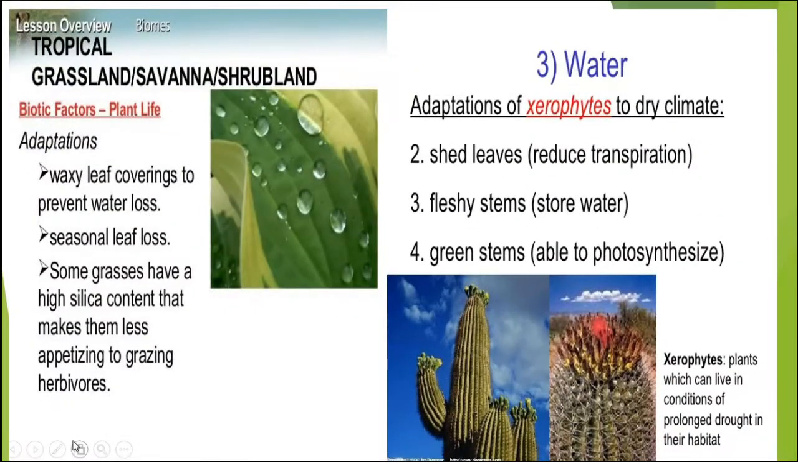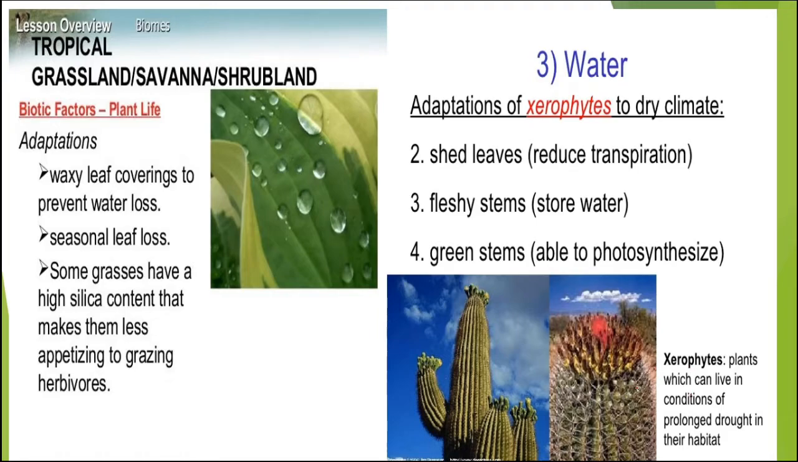This slide is also showing some adaptations of plants living in different conditions. Like here, tropical grassland or savanna shrubland. Biotic factors, plant life: they show some adaptations like waxy leaf covering to prevent water loss, then seasonal leaf loss. Some grasses have a high silica content that makes them less appetizing to grazing herbivores. Then adaptation in xerophytics to dry climate, they shed leaves to reduce transpiration. Then fleshy stems store water, and green stems have the capacity to photosynthesize. In this way, they are adapting themselves to the harsh or stress condition.